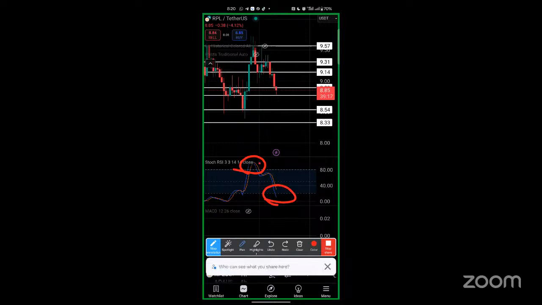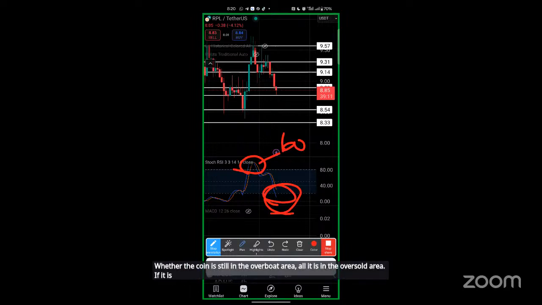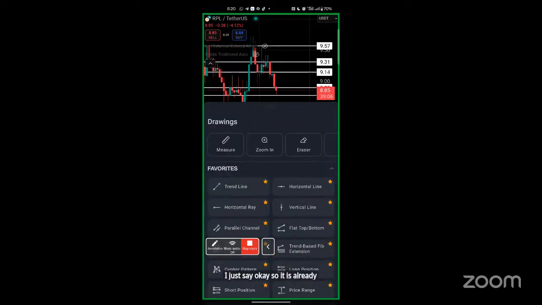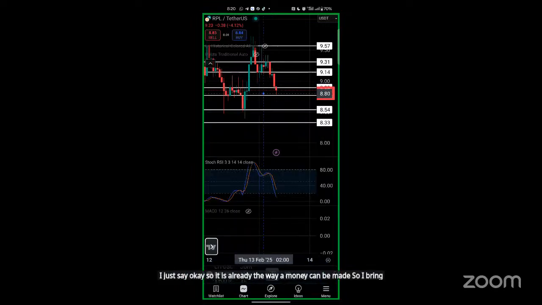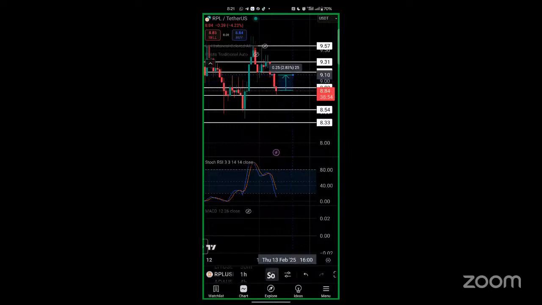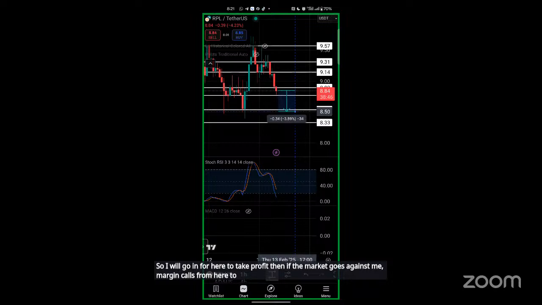Whether the coin is still in the overbought area or in the oversold area. If it is in the oversold, I don't quarrel. I just say, okay, it is already where money can be made. So I bring my price range. I say, if I enter from here, where is the nearby resistance? It is this one, so I will go in from here to take profit. Then, if the market goes against me, margin calls from here to here, maximum to here.